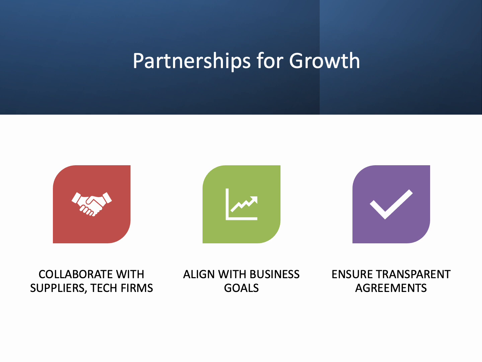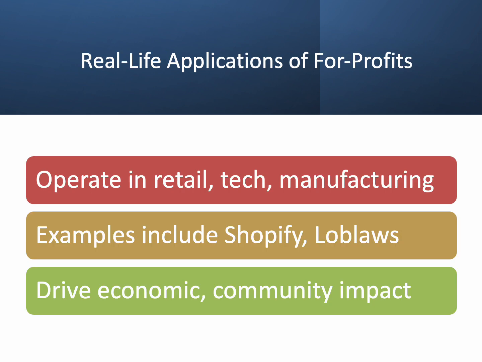This slide transitions to real-life applications, where we'll explore practical examples. Following partnerships, let's examine real-life applications of for-profit corporations in Canada. Corporations operate in retail, Loblaws, technology, Shopify, and manufacturing, Magna, driving economic growth through jobs and innovation. They impact communities via CSR, like funding local initiatives. Ethical considerations include fair labor practices and transparent operations. This aligns with course objectives by demonstrating how corporations operate, equipping you to create impactful businesses.